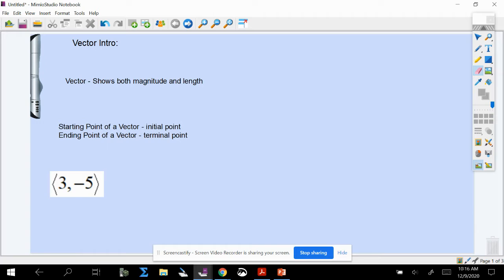So with vectors, vectors are special because they show both magnitude and length. And some of this might sound like a physics class when I'm talking about it. A lot of times you will see vectors drawn like this, where you have your starting point. Your starting point is usually written as a point, so it's usually like a dot. Your starting point is called your initial point. Oftentimes it'll have a letter associated with it. And then your end is called your terminal point.